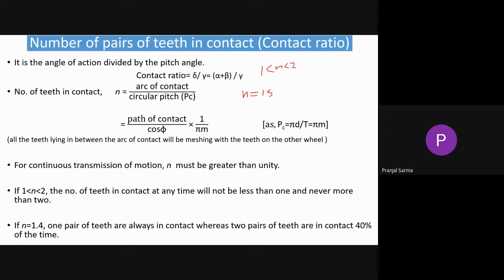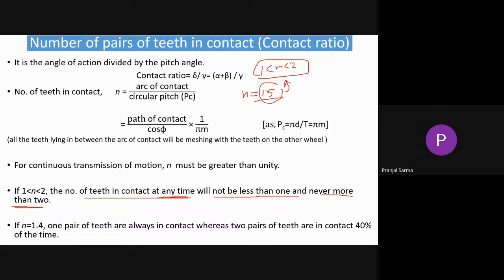Now what does it state? If n is between 1 and 2, it states that the number of teeth in contact at any time will not be less than 1, and it's also never more than 2, so it lies between that. If we have 1.4 or 1.5, a value definitely between 1 and 2, then at any time at least one pair of teeth is in contact, and as this value is less than 2, two pairs of teeth are never in contact. It is not more than 2 at any time.